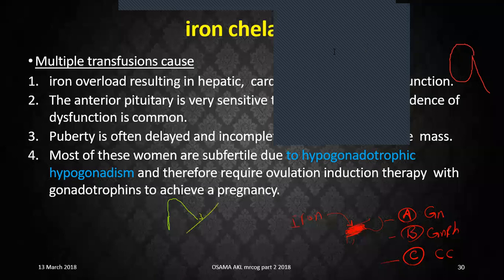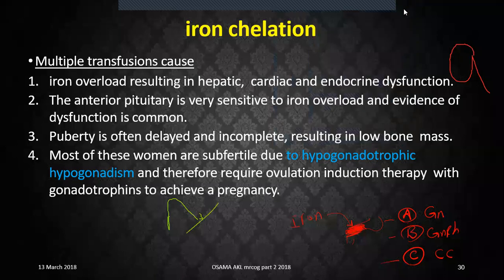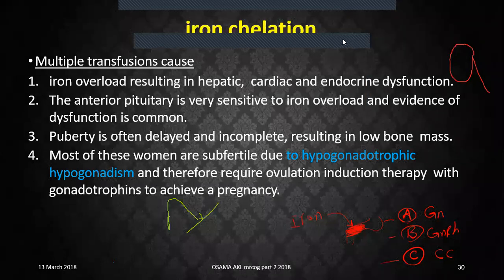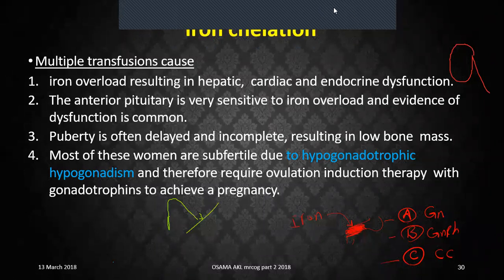Okay, A is the answer, you are right. Because if you give clomiphene citrate, the anterior pituitary is non-functioning, so it's not helpful to give clomiphene citrate. You have to give gonadotrophins directly. She is suffering from decreased gonadotrophins, so give gonadotrophins.